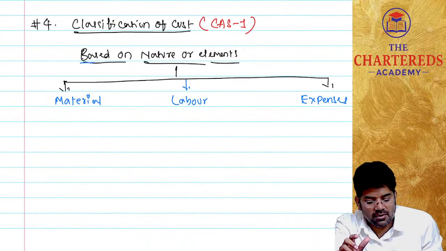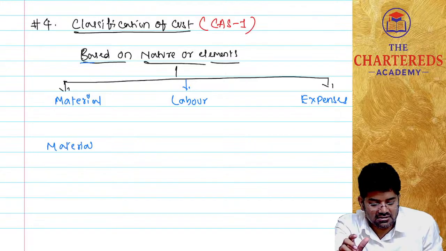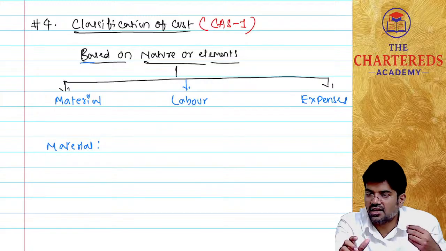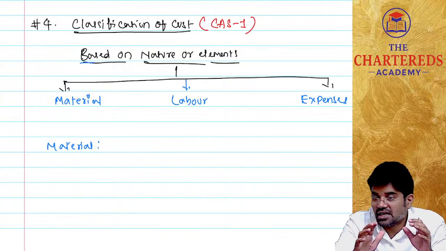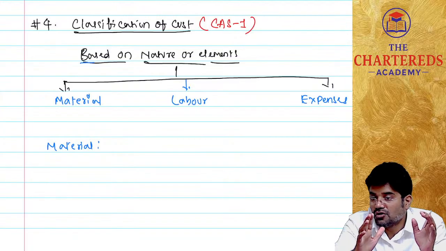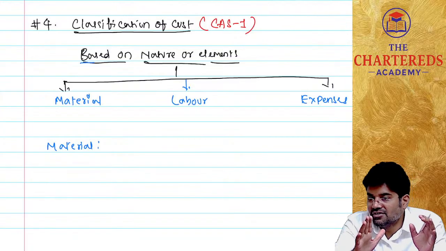So what is material here? First, what is material? Material here means the tangible commodities which are used in manufacturing of goods or rendering of services.